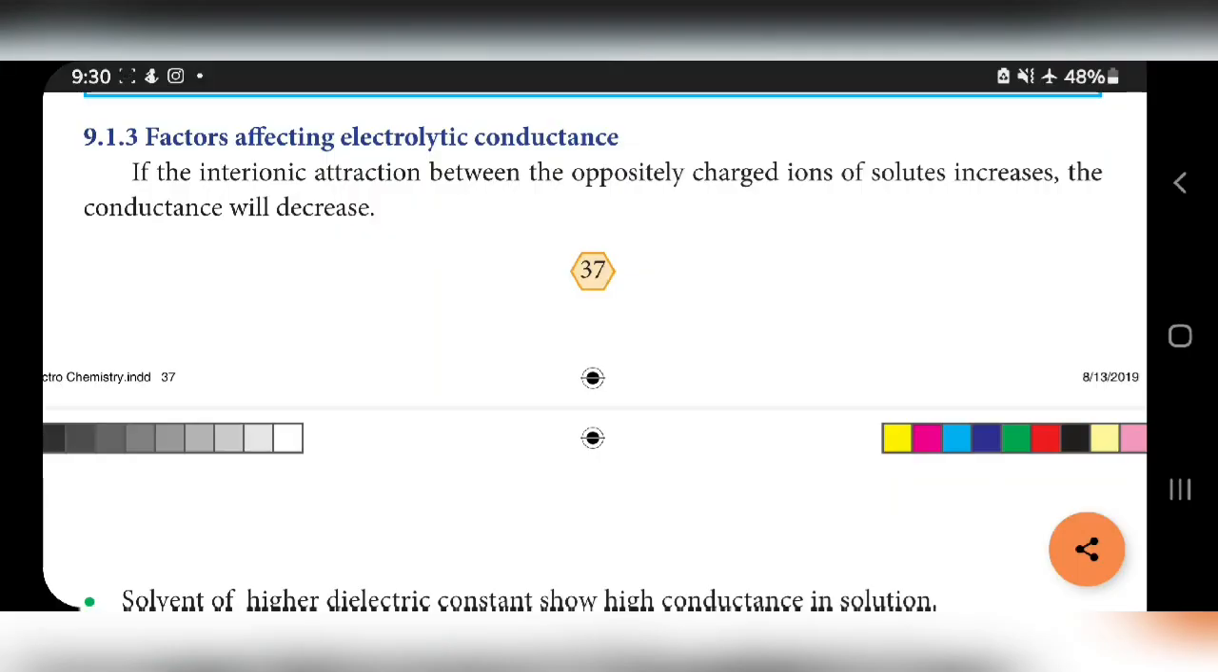Good morning, students. Next topic in the electrochemistry lesson: factors affecting electrolytic conductance.